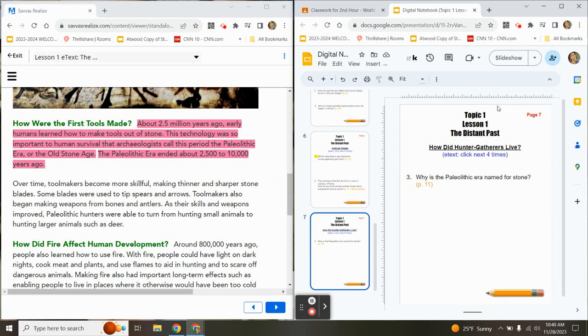Sorry, we went to page 7 here. So page 7, number 3, why is the Paleolithic era named for stone? You will find the answer in this first pink highlighted paragraph. It is on page 11 in your textbook, and it is under the how were the first tools made. Get that answer, and then this digital notebook is complete.